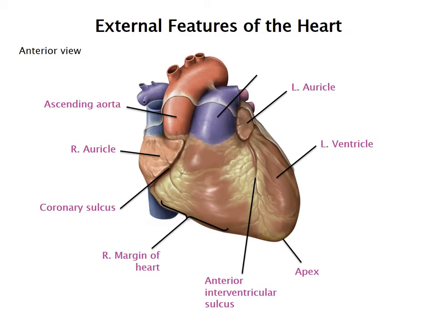There is also a left auricle that projects from the left atrium. And lastly, the pulmonary trunk conveys blood from the right ventricle to the lungs through the pulmonary arteries. Again, the pulmonary trunk will be carrying oxygen-depleted blood to the lungs for replenishment.